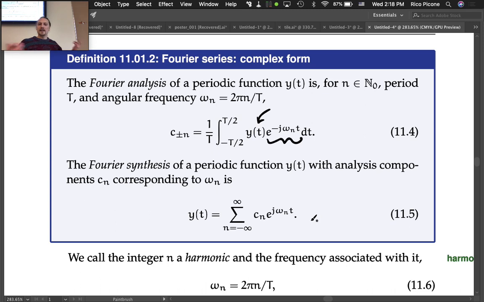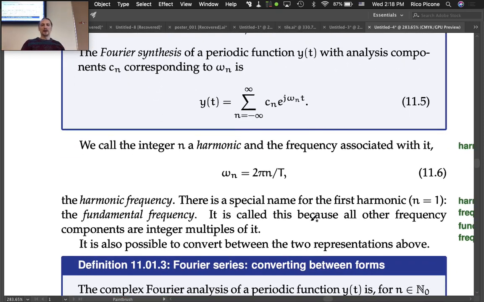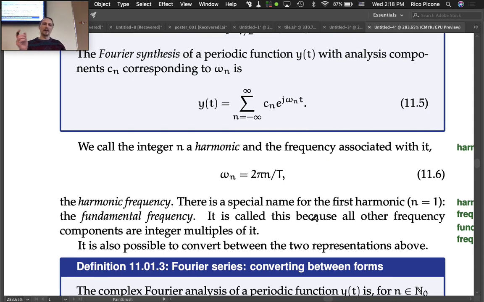And that's the synthesis. So it's equivalent, right? So you could do either one. They're both equivalent, so it's important to keep that in mind. And in a moment, we'll talk about how to convert.